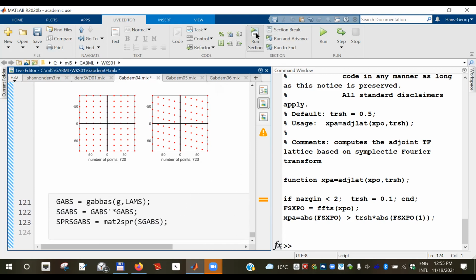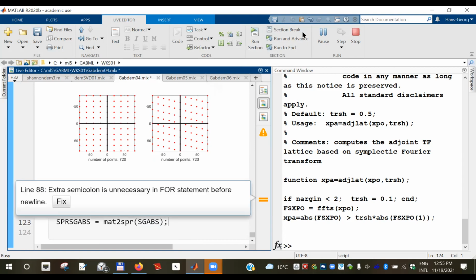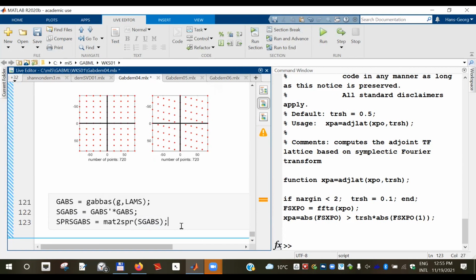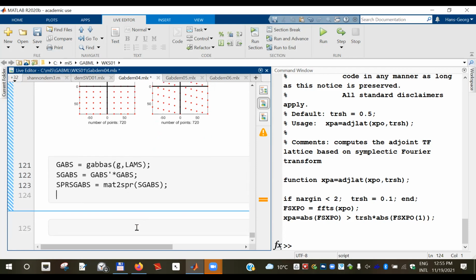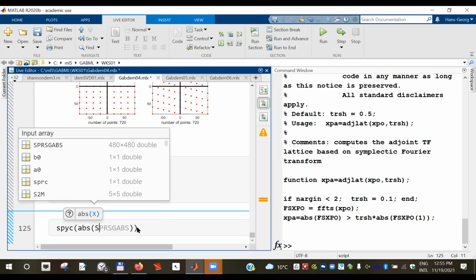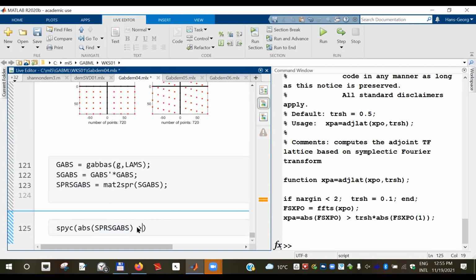First of all, I'm running this. Oh yeah. And I want to see again whether they are also concentrated in some way. And yeah, I want to spy on this, where the absolute value of this spreading is larger than 100 epsilon.